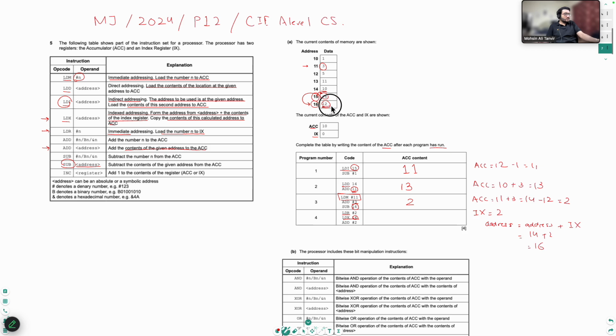So I'm going to go back to 16. 16 again is 12. So my accumulator is going to store 12, and then it says add 2 to it. If I add 2 to that, it gives me 14. Apologies, I don't have the best handwriting, but I hope it makes sense.